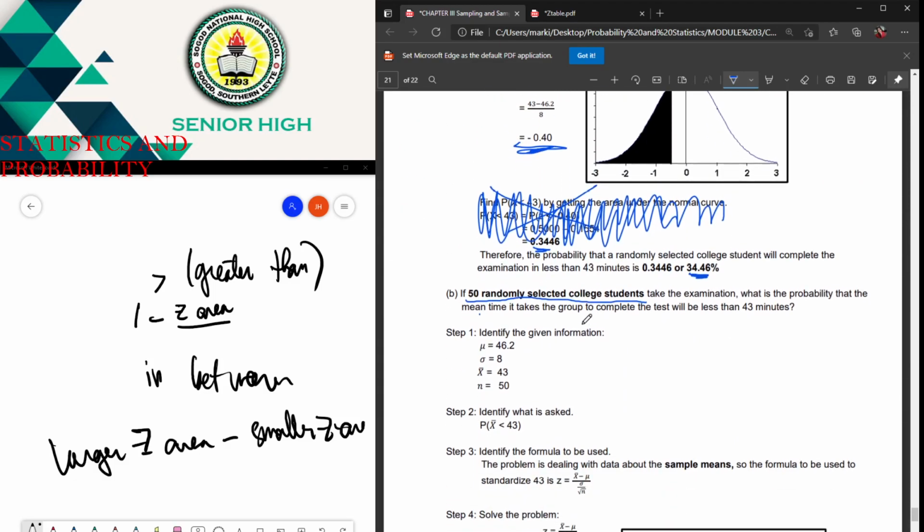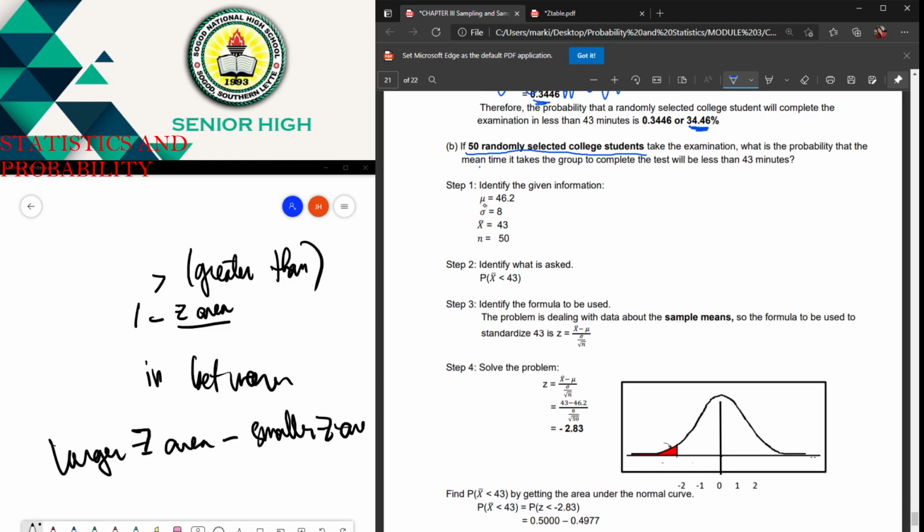So the given now is, again, the mean is 46.2, the standard deviation is 8, and the x bar now, because we are talking about a sample here. Instead of using mu here, we are now using x bar because it is randomly selected, which is a sample mean. Okay, be careful with your symbols. So again, it is not mu anymore because it is not the population, it is already x bar because it is a sample mean. Then we have an additional n, which is the number of randomly selected college students, so n is equal to 50. So less than again.